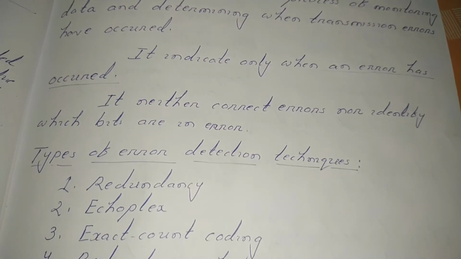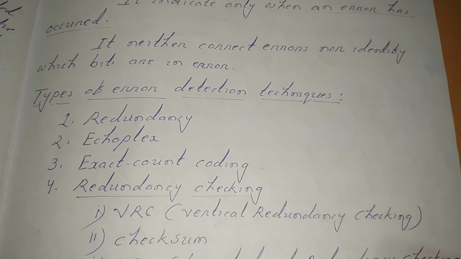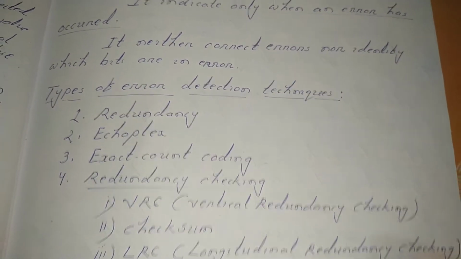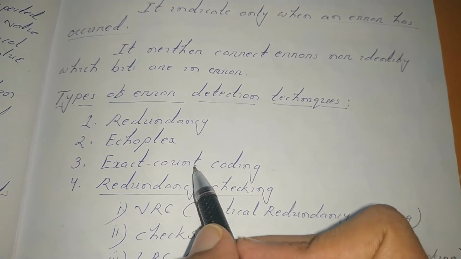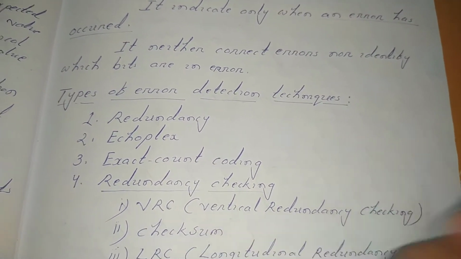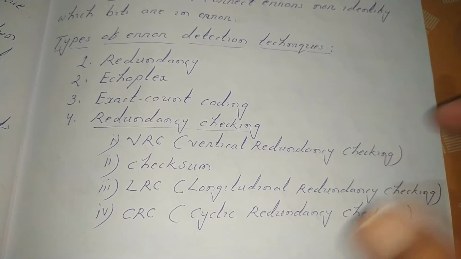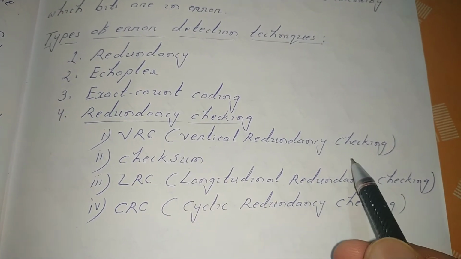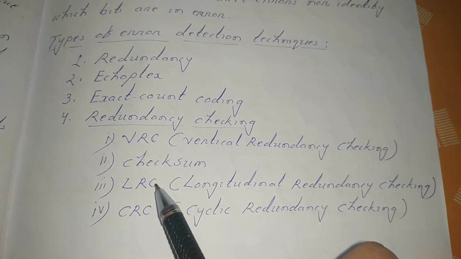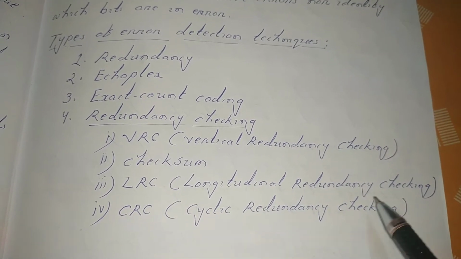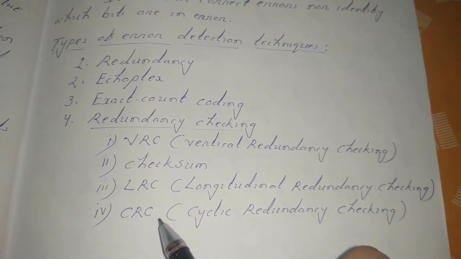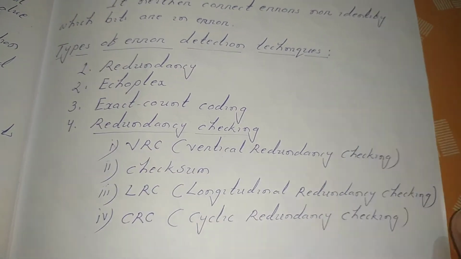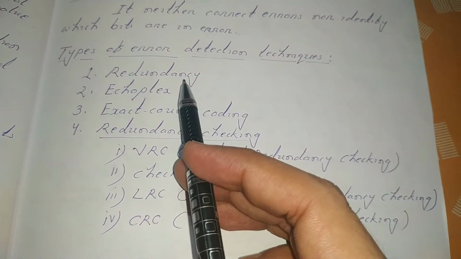Next, error detection techniques are classified into four types. One is redundancy. Then the second one is Echoplex. Then exact count coding. Then redundancy checking. Again, redundancy checking is classified into four types. One is VRC, that is vertical redundancy checking. Then the second is checksum. Then the third one is LRC, longitudinal redundancy checking. Then the fourth one is CRC, cyclic redundancy checking. So first we study the redundancy error detection technique.